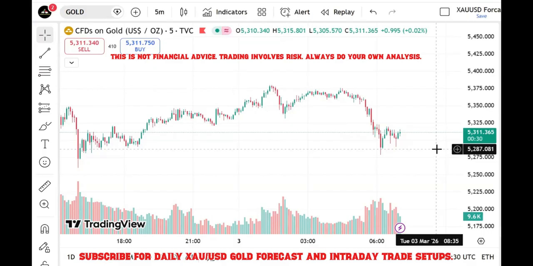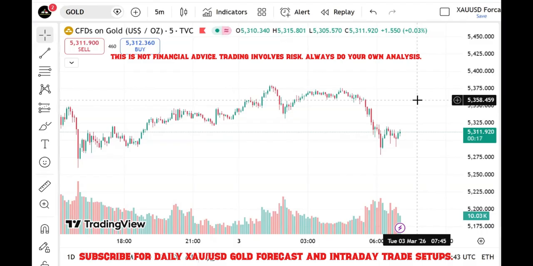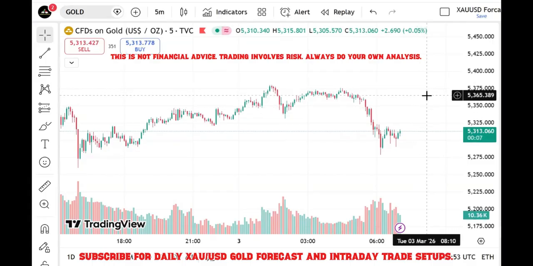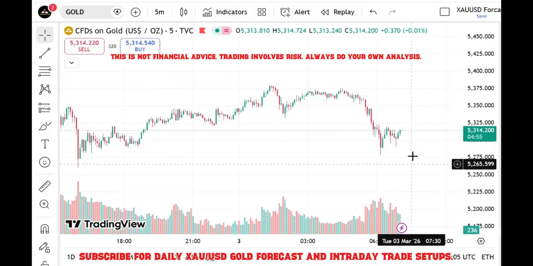So the entry for my trade will be 5,280 to 5,290. My target one would be 5,255. My target two would be 5,330. My target three would be 5,365 to 70. My target four would be 5,400. My stop loss would be 5,255.